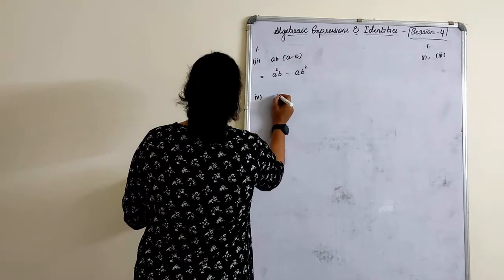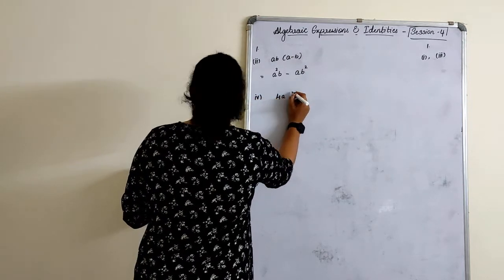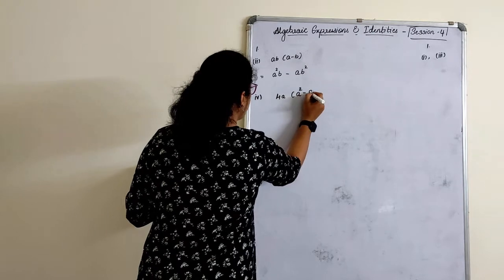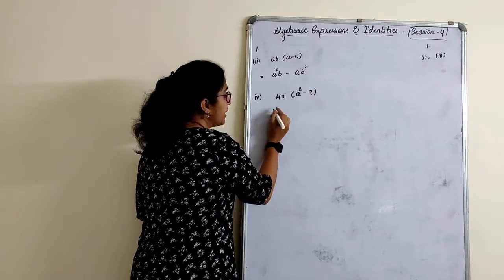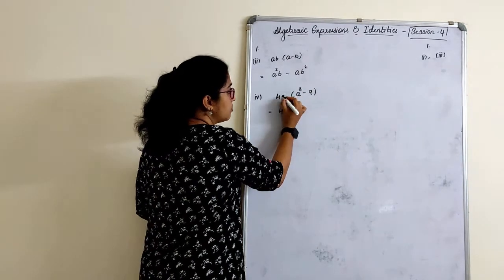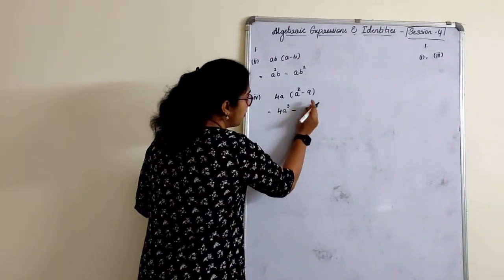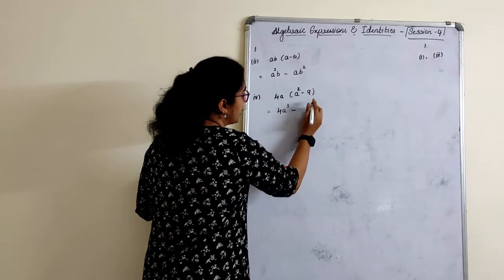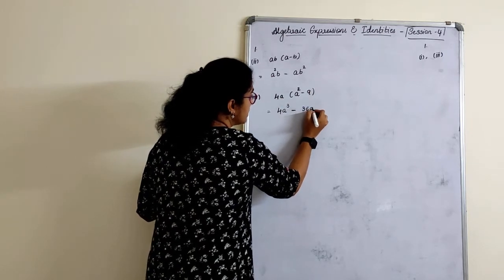Fourth one I will do. 4a of (a square minus 9). 4a into a square is 4a raised to 3. Then 4 nines are 36, so minus 36a.